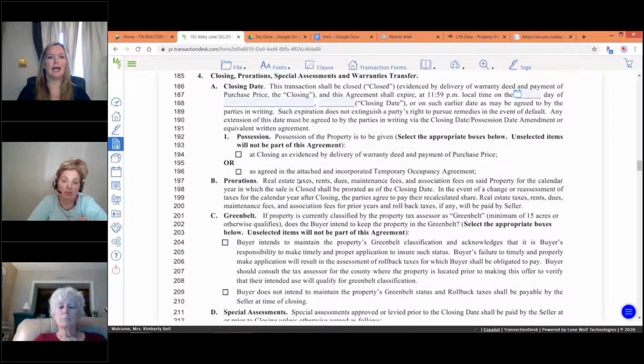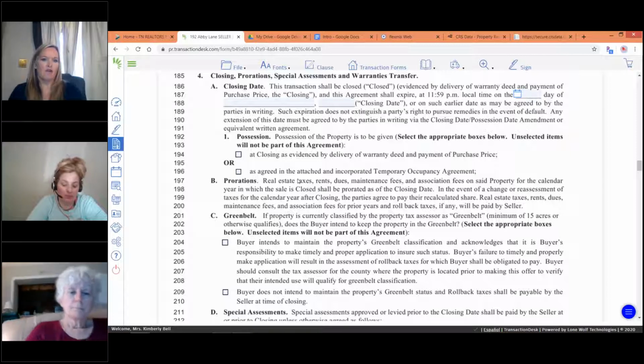The seller pays the taxes from the first of the year through the 4th day of May, and then the buyer is responsible for the remainder of the year. Okay. Credits. Okay.